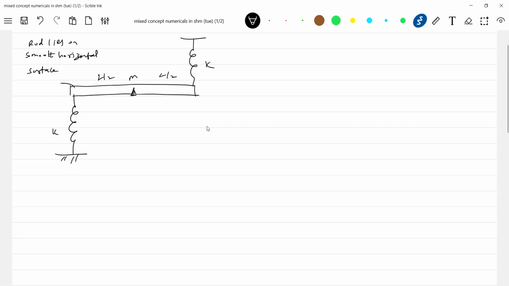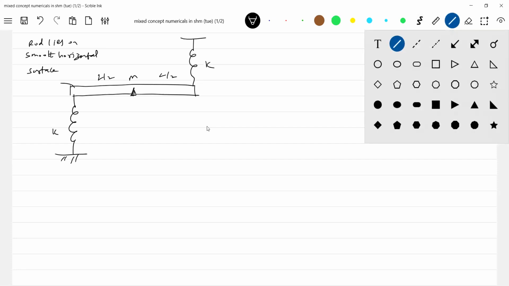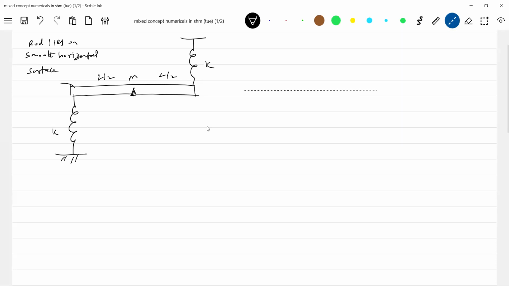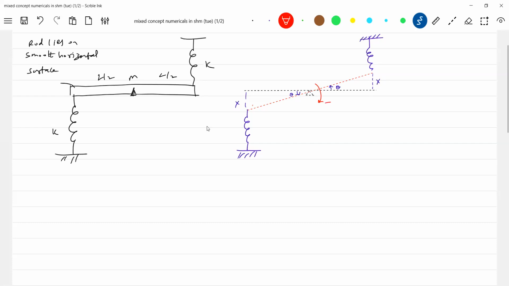Okay, now this is the earlier position. Now it is being displaced. So this is the displacement. Let it be x. I rotate the rod through a small angle theta. How is the angular displacement given in this direction? How will the torque act? Torque will be in this direction.